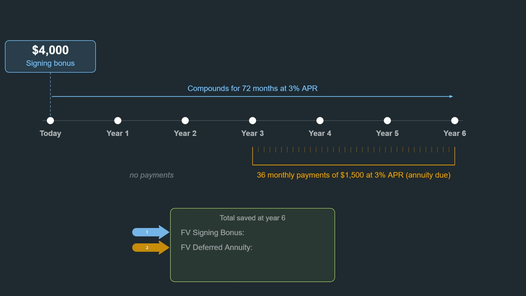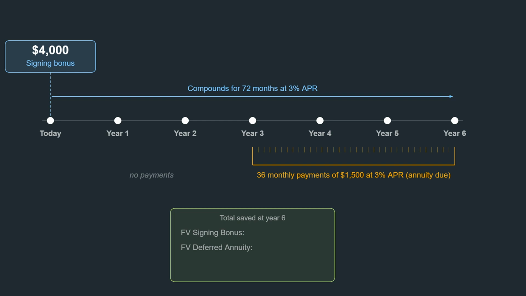Second, we calculate the future value of a deferred annuity due consisting of 36 monthly payments of $1,500 beginning 3 years from now and continuing through year 6. Also earning that same 3% rate. So let's begin by calculating the future value of the $4,000 signing bonus.